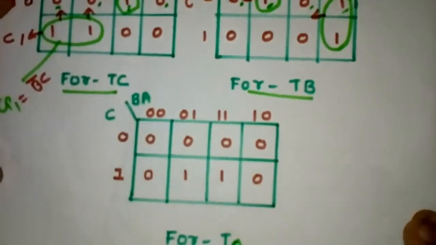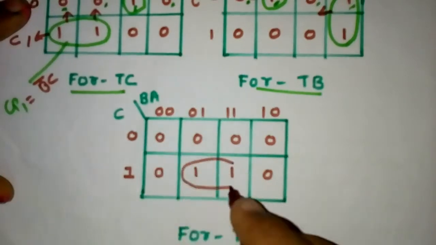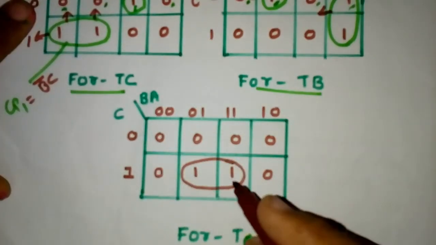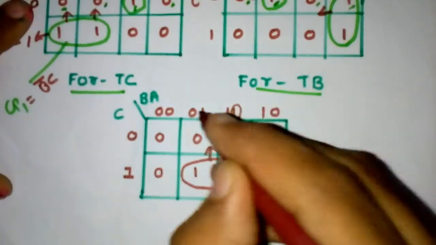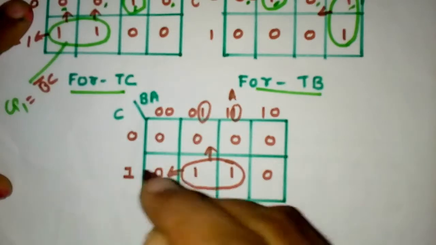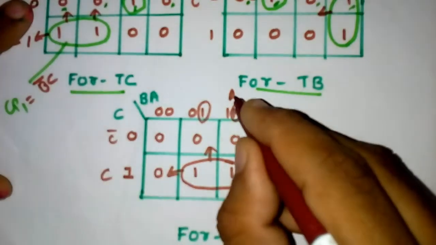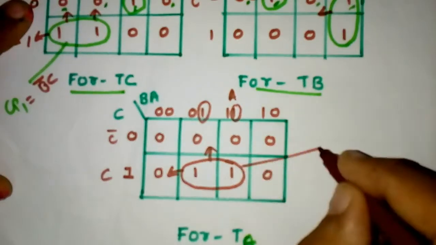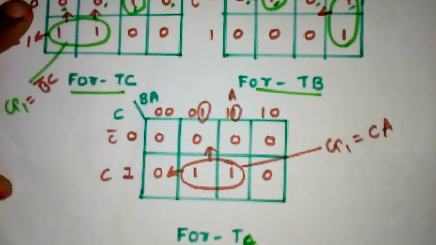Now for T of A, which ones make up the group? This one is the group. What is the equation of this? Here 1 is common, so A, and this one is C bar, this is called C, so A C. So the equation of G1 is C A. So we have made three equations.